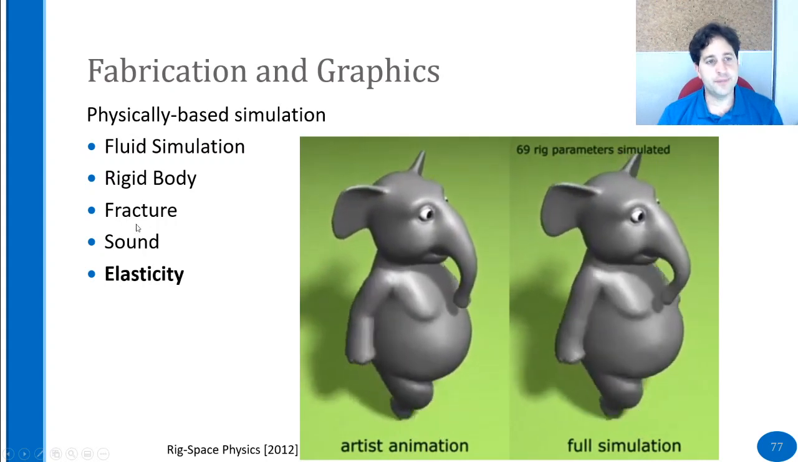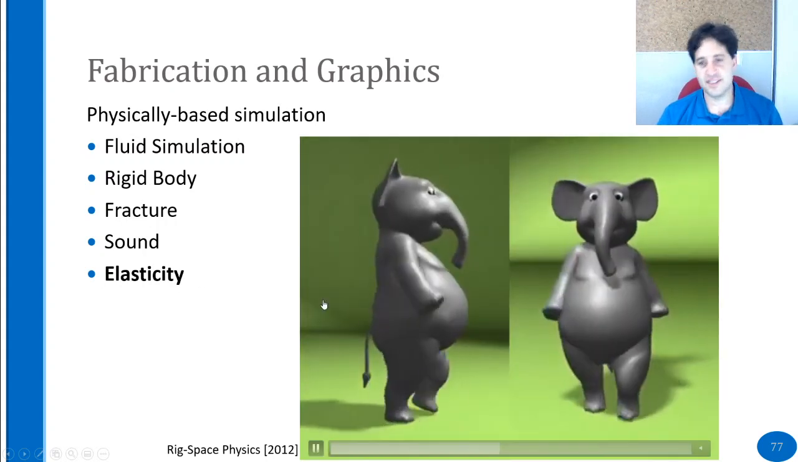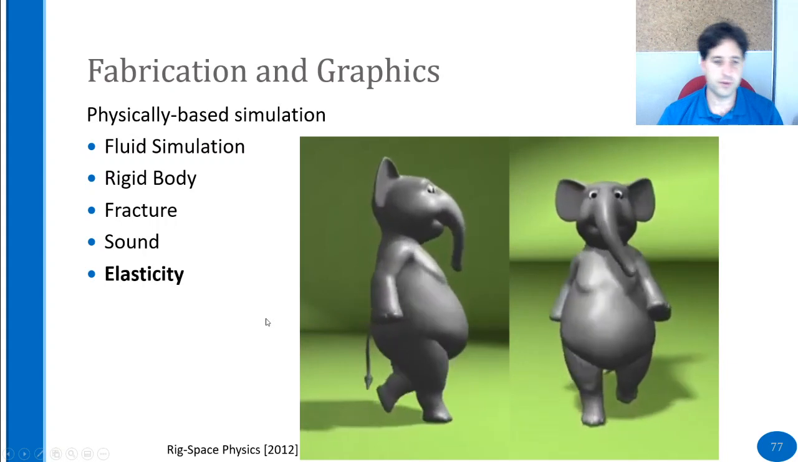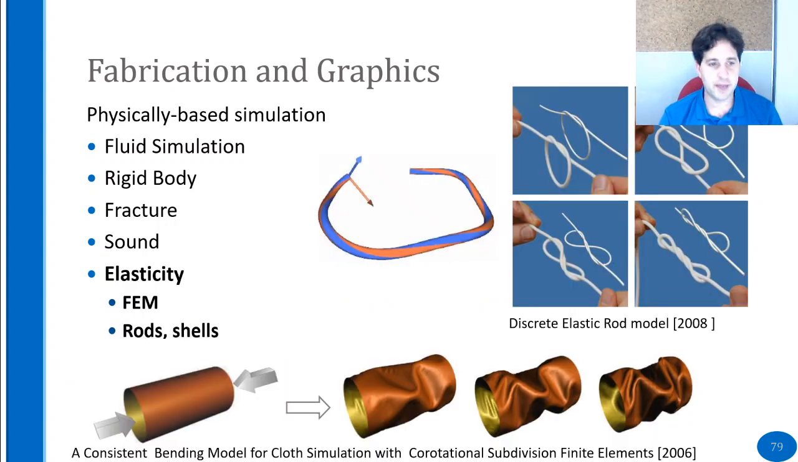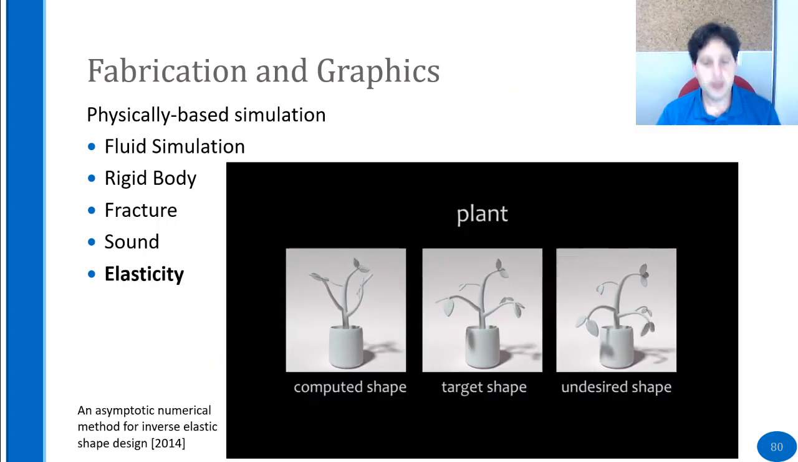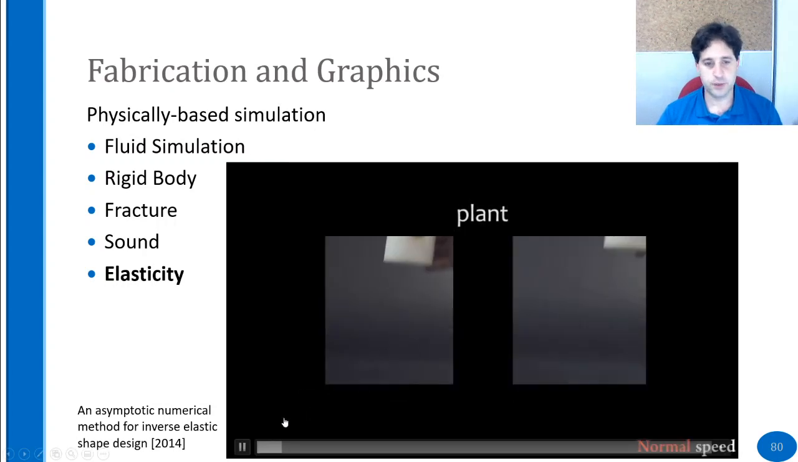And maybe the most important part is elasticity. Again, this is just an example of work from graphics, but we use traditional mechanical tools like FEM and approximations for rods and shells. We use these techniques in graphics works in order to make more accurate, faster, more controllable physical simulation that can be exploited for 3D printing. Here's an example of one such work.